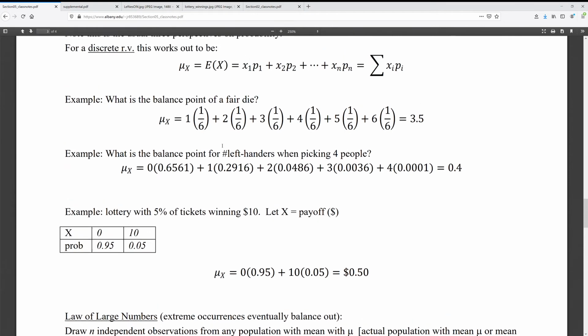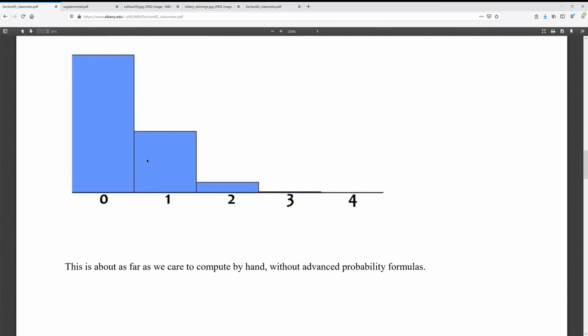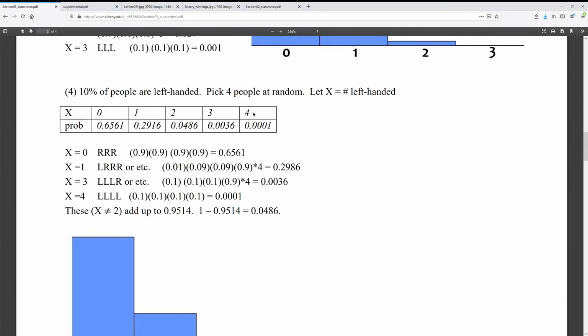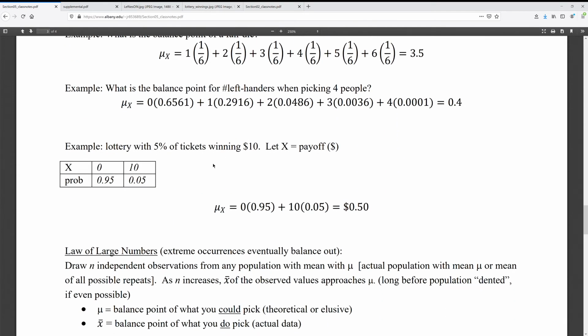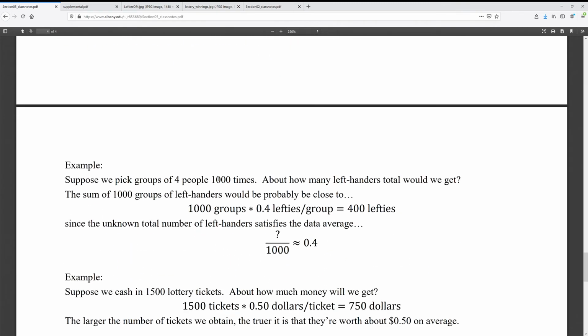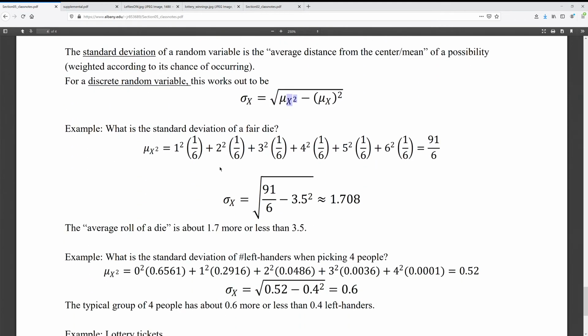If x can be 0 or 1 or 2 or 3 or 4 left-handed people, then x squared can be 0 or 1 or 4 or 9 or 16 square left-handed people, if we're following our units. So that's the idea here. It's not as complicated as it sounds.